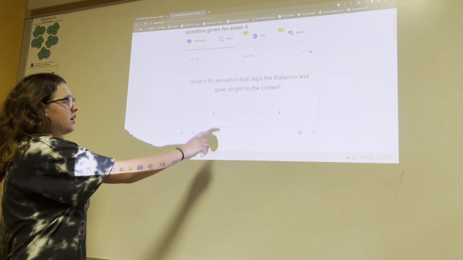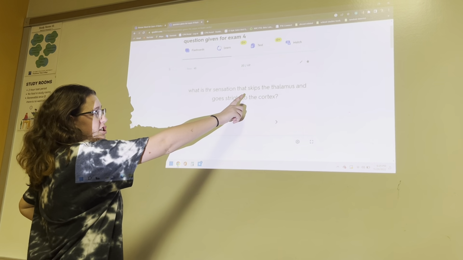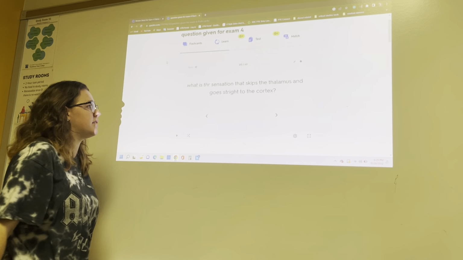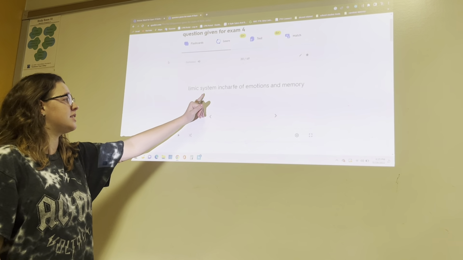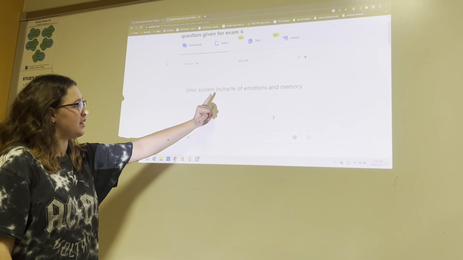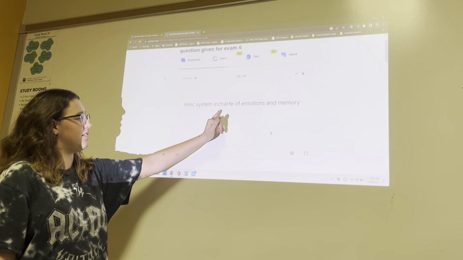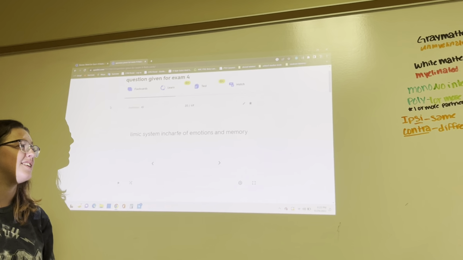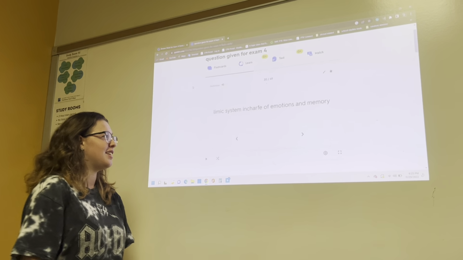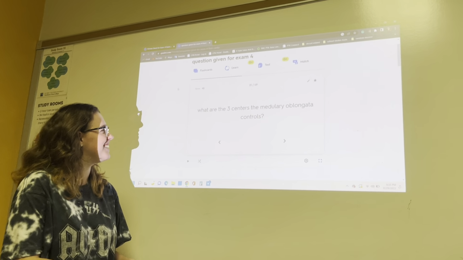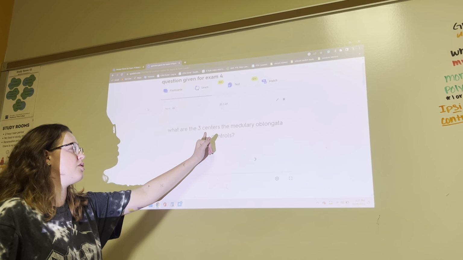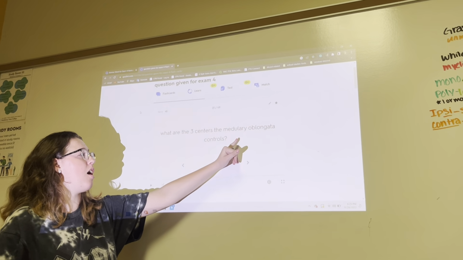Alright. What is the sensation that skips the thalamus and goes straight to the cortex? The limbic system, which is in charge of the emotions and memories of the brain. That's going to skip the thalamus.